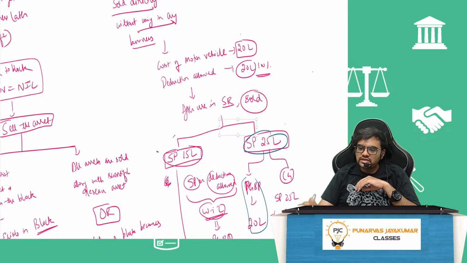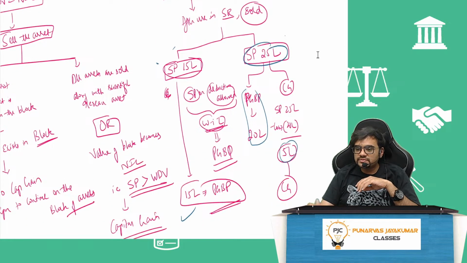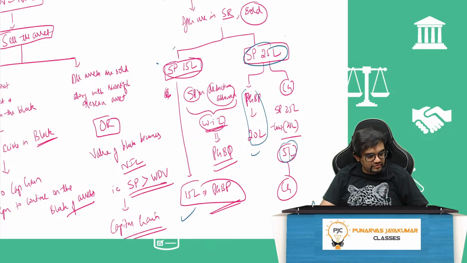On the other hand, you are selling it for 25 lakh. A 20 lakh asset, you are selling it for what? 25 lakh. In which 20 lakh is PGBP, and 5 lakh will be capital gain.